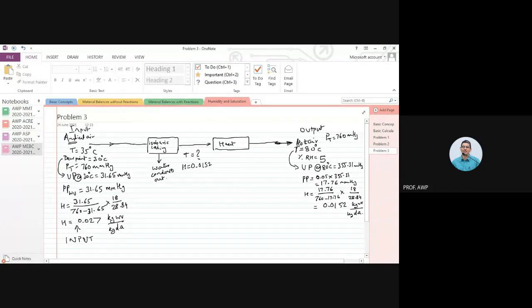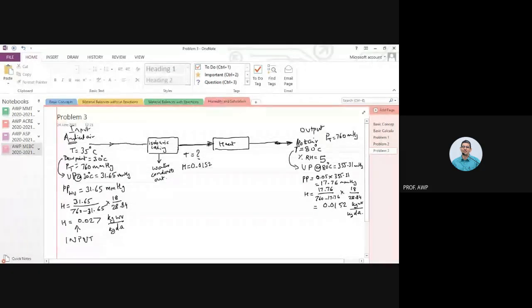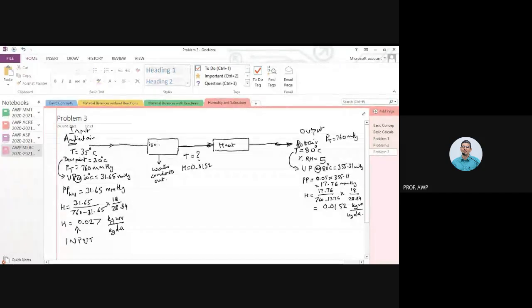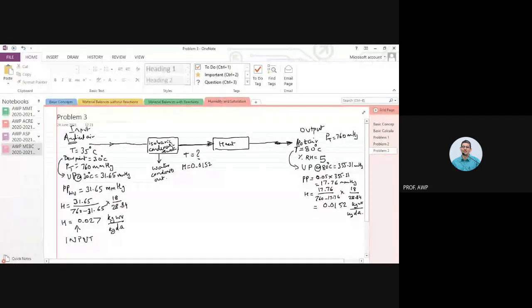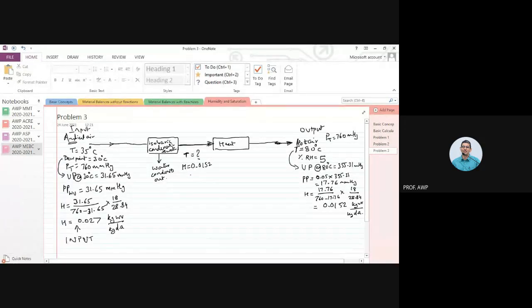I will have to condense out a sufficient amount of water so that the humidity of the air outgoing from the condenser or cooler, whichever way you want to call it, so isobaric condensation of water, so that the remaining air will have humidity of 0.0152. And then if I heat that air to 80 degrees centigrade, then I will have humidity equal to 0.0152. Do you agree with that?